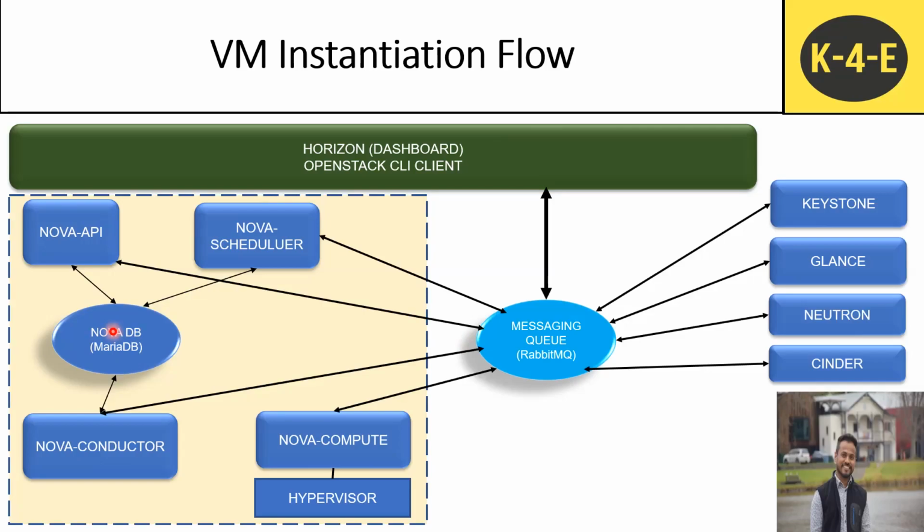Now what is the next flow? Now Nova API will talk to Nova scheduler. It cannot directly talk to Nova scheduler, right? Because it needs to go through the messaging queue. So it will go to the messaging queue and it will talk to Nova scheduler.